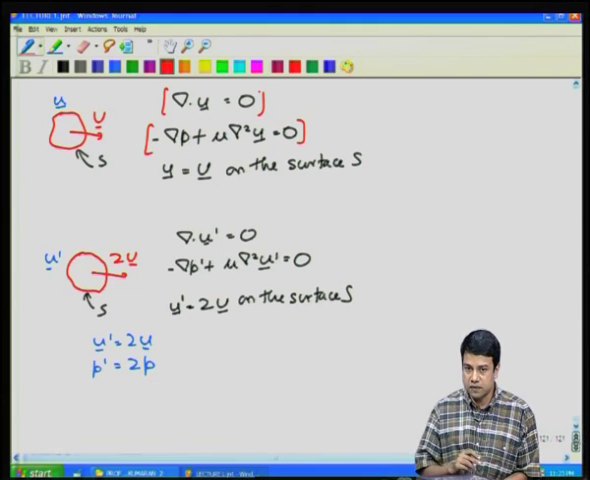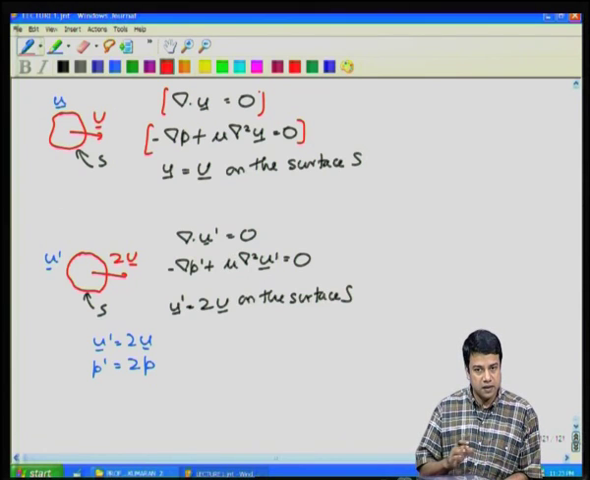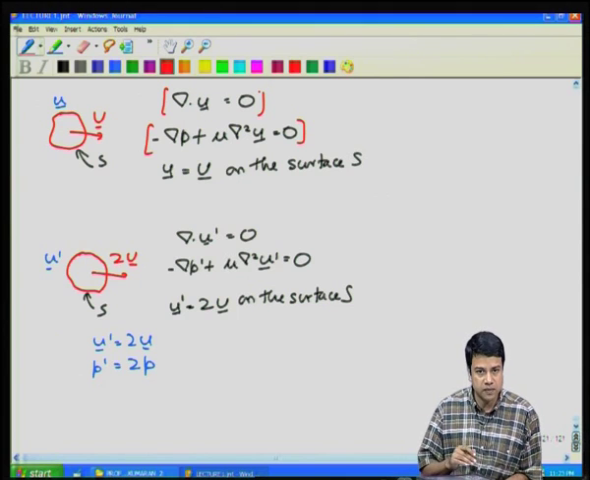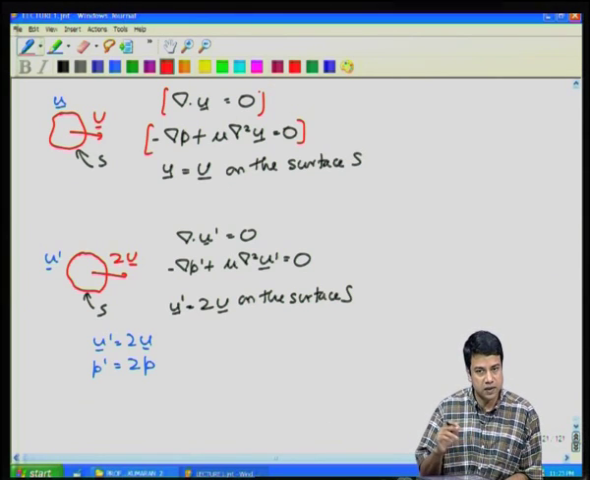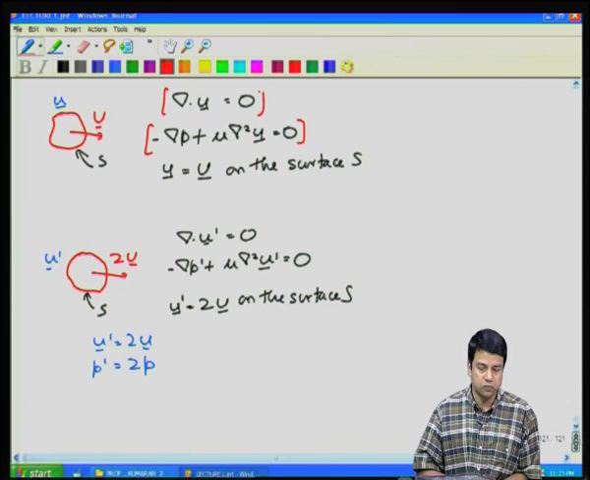So, if I have a solution for this particular configuration, I can get the solution for the velocity with boundary velocity 2 times U by just multiplying by a factor of 2. So, if the velocity of the surface is doubled, the velocity of the fluid at each and every point within the fluid, the velocity and pressure are both increased by that exact same factor of 2. It does not have to be in the same direction.